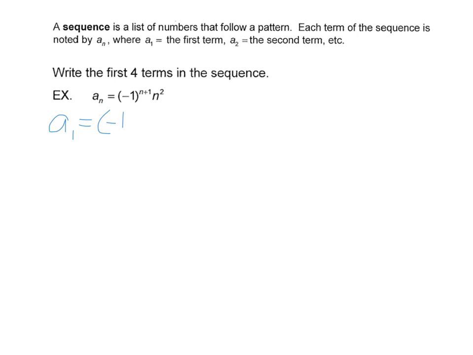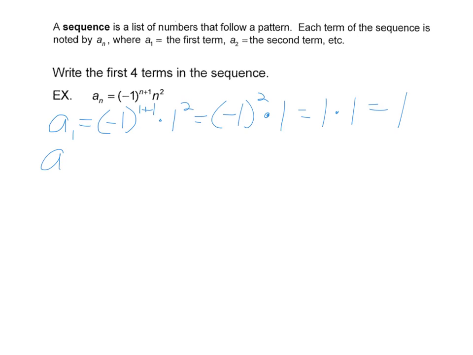it with a 1. So negative 1 to the power of 1 plus 1 times 1 squared, which would be negative 1 squared, and then 1 squared is just 1. Negative 1 squared is positive 1, so 1 times 1, and it's 1 for the first term.